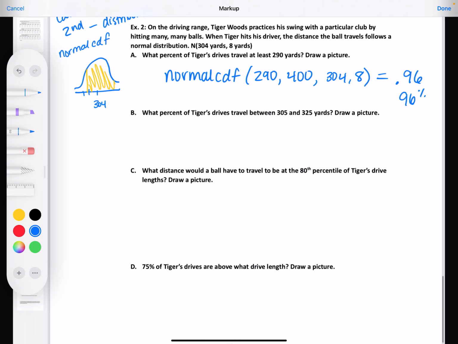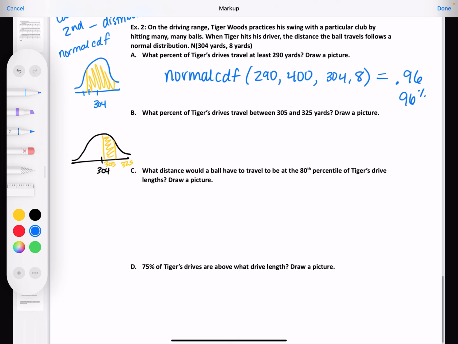All right. So then, what percent of Tiger's drives travel between 305 and 325 yards? So that's just for perspective. Okay, if your mean is at 304, then basically we're looking essentially just in this little area here from 305 to 325.